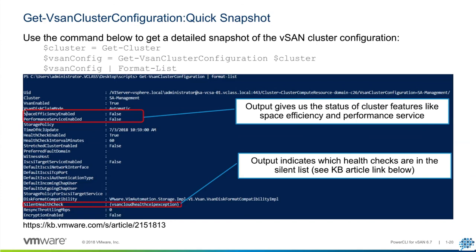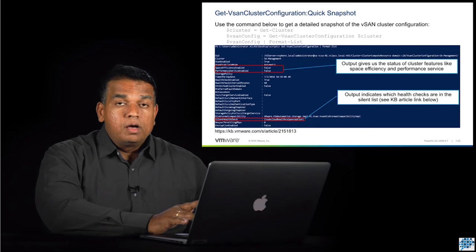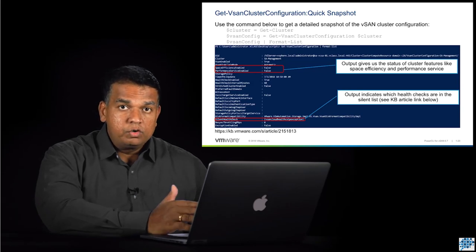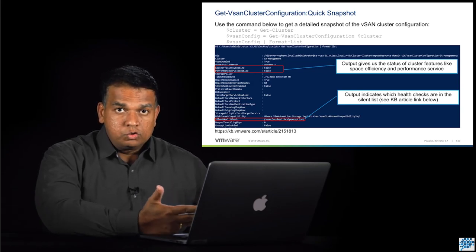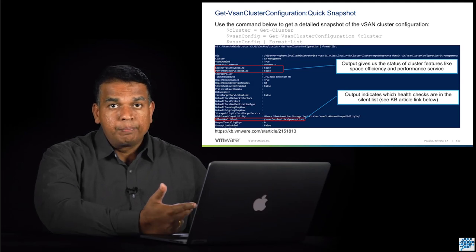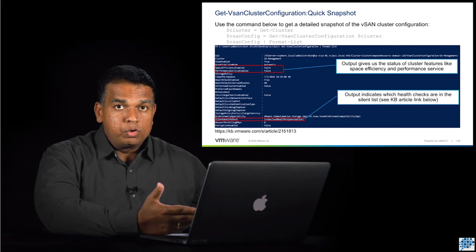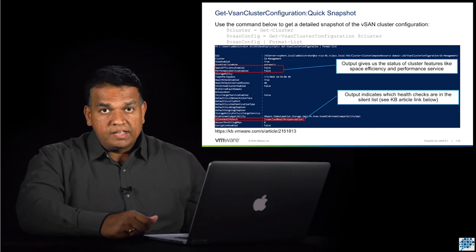If you look at the screen here, you can see all the settings. For example, space efficiency enabled, performance service enabled, or the silent health check. All these are settings pertaining to the vSAN cluster, and this one commandlet gives you the view of the entire settings in one shot. So this is one way where you can generate the report about the configuration of your vSAN cluster.